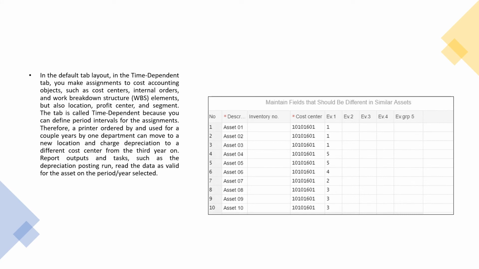So now, in the default tab layout, in the time dependent tab, you make assignments to cost accounting, such as cost center, internal order, and work breakdown structure elements, but also location, profit center, and segments. The tab is called time dependent because you can define period intervals for the assignments. Therefore, a printer ordered by and used for a couple of years by one department can move to a new location and charge depreciation to a different cost center from the third year on. So reporting output and tasks such as depreciation posting runs read the data as valid for the asset in the prior year selected.